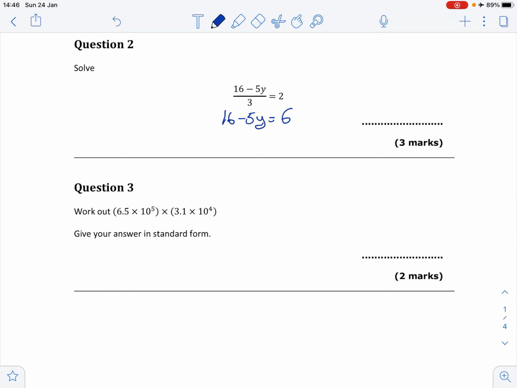Then move the 5y over to the other side, so plus 5y on both sides. So 16 equals 6 plus 5y, minus 6 on both sides. So I have 10 equals 5y. And finally, divide by 5 on both sides. So 10 divided by 5 is 2. So your y should equal 2.